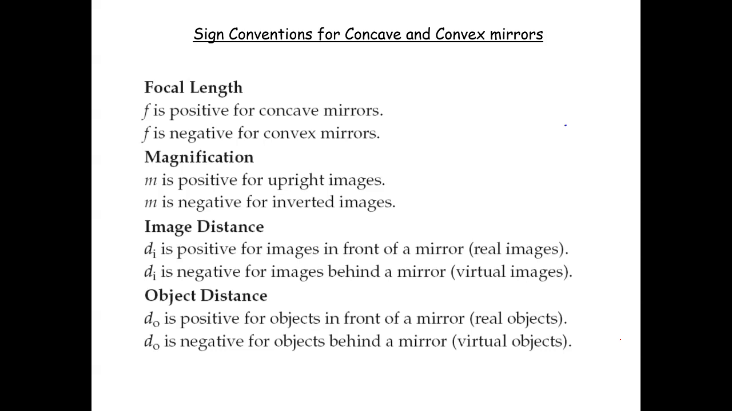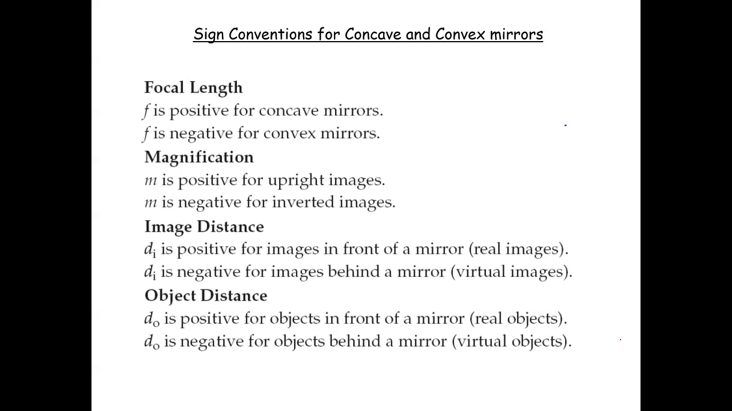For the image distance, if the image is in front of the mirror, it's positive, and if it's a real image, then it's positive. And if the distance to the image is negative, that means that the image appears behind the mirror. So for magnification, when m is positive, the image is upright, and when the magnification is negative, then the image is upside down. So for a single mirror, upright images are virtual and inverted images are real.